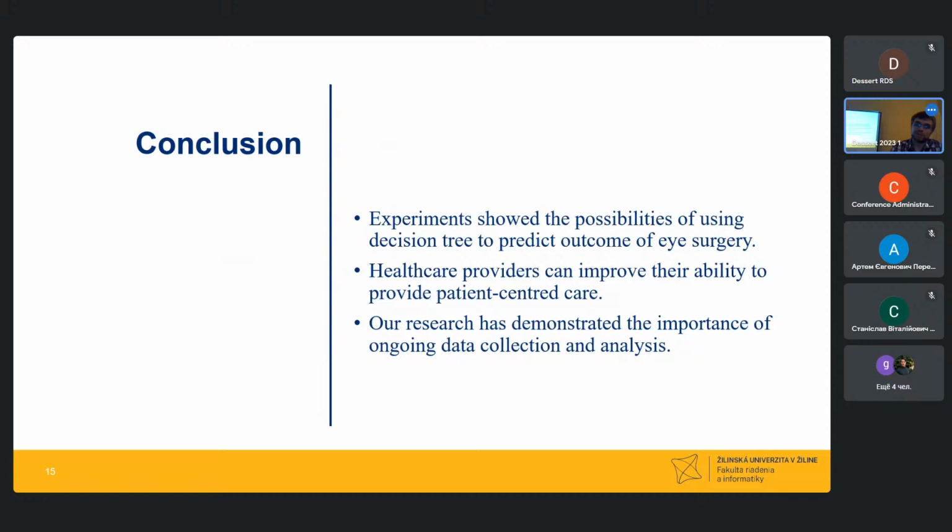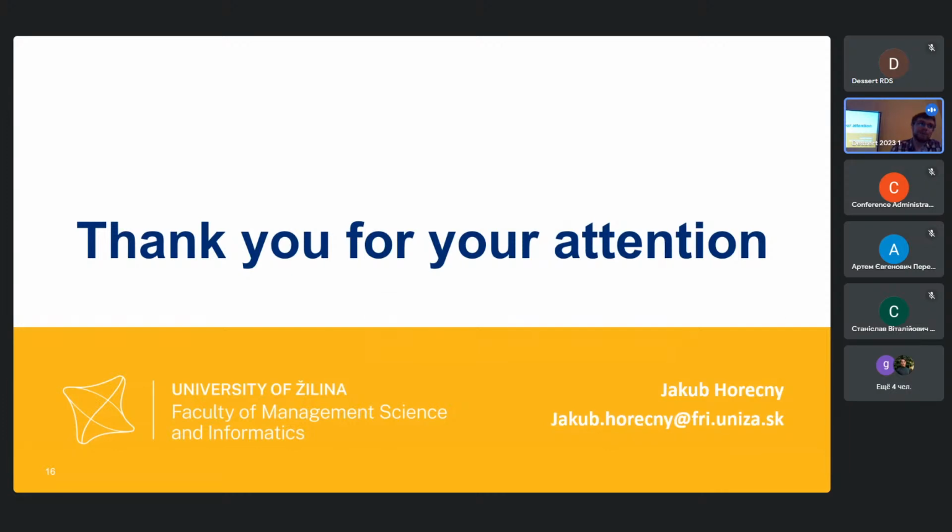In conclusion, we showed the possibility of using a decision tree to predict the outcome of the surgery. So this could be used by healthcare providers to improve their ability and provide better services for patients. But most importantly, we showed how important it is to gradually collect data, not only for other researchers, but also for other medical institutions. And that's all. If you have any questions, you may ask them.